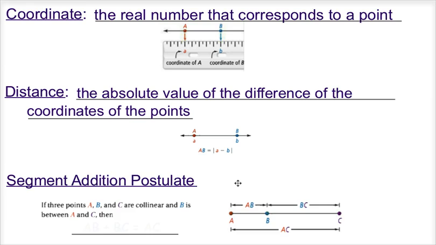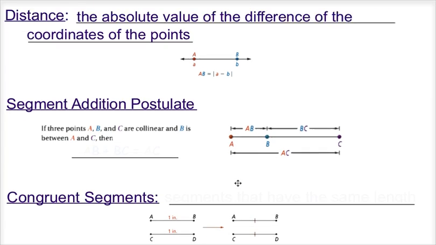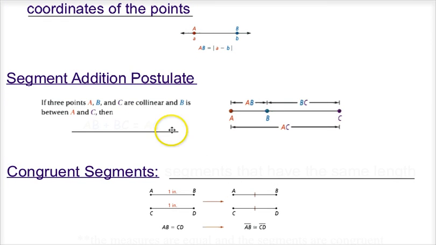Now when we're doing our proofs, we're going to be able to use what's called the segment addition postulate. If 3 points, A, B, and C, are collinear, collinear means they form a line, so you see how we have A, B, and C right here forming a line, and B is between A and C, so I have B right in between A and C, then what I can do is I can add them.